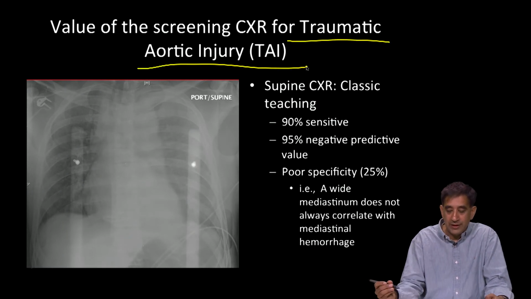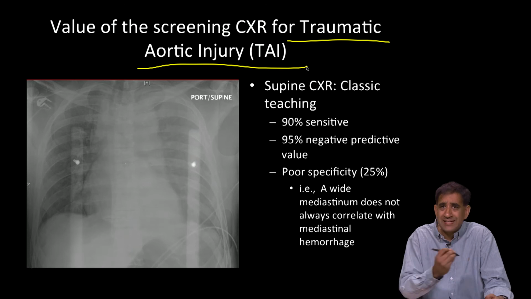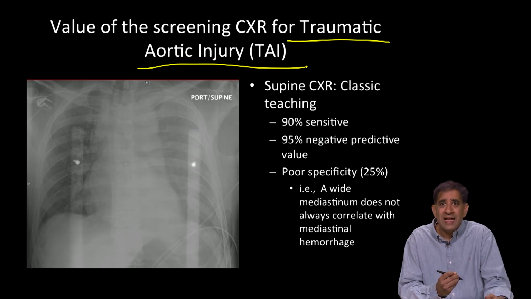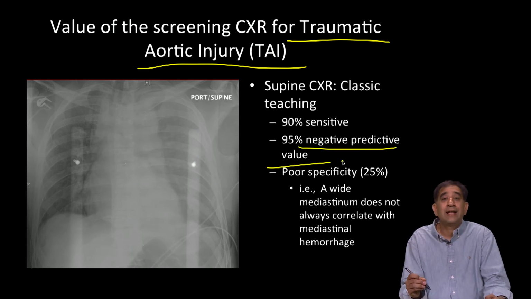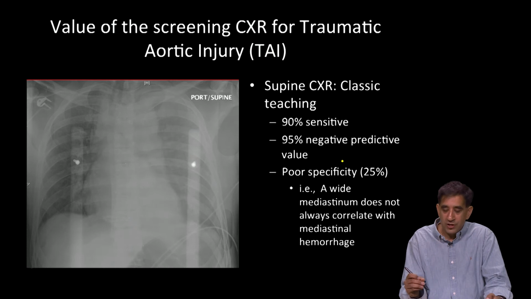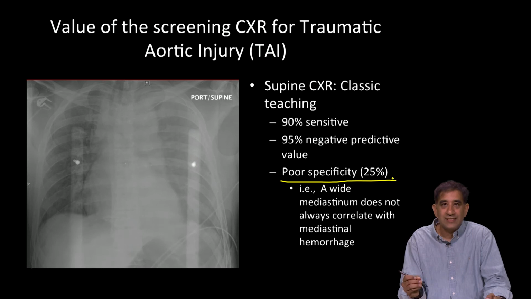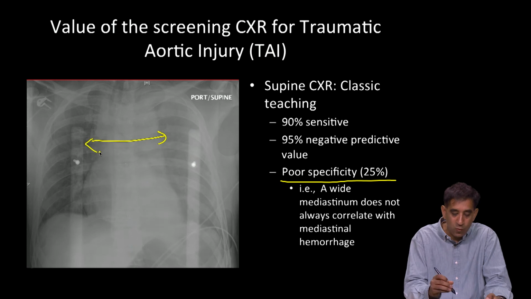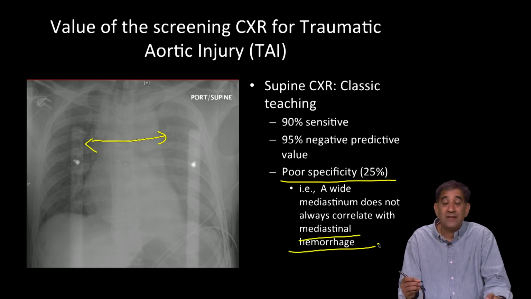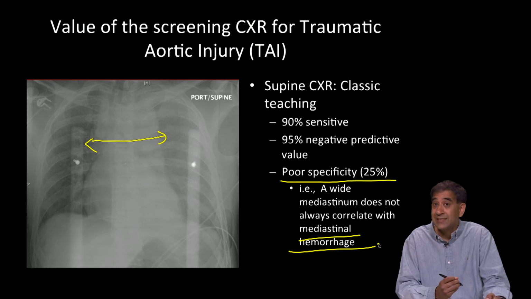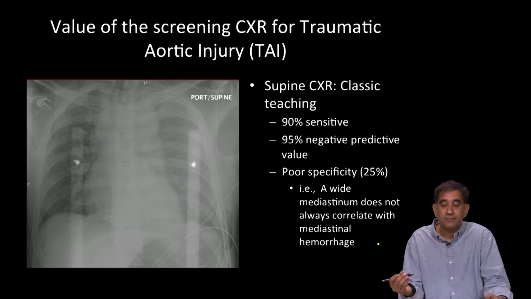traumatic aortic injury. Supine chest x-ray, the classic teaching about supine chest x-ray is that it's 90% sensitive and has a 95% negative predictive value for traumatic aortic injury. Unfortunately, it has poor specificity. So just because the chest x-ray is abnormal, it doesn't necessarily always correlate with an abnormality in the patient or on CT scan. So just because the patient's mediastinum may be wide on chest x-ray doesn't necessarily mean that they have an abnormality on their CT scan, such as mediastinal hemorrhage.